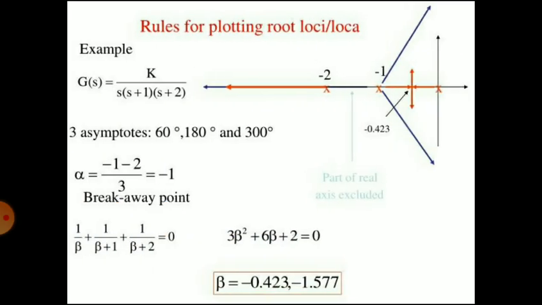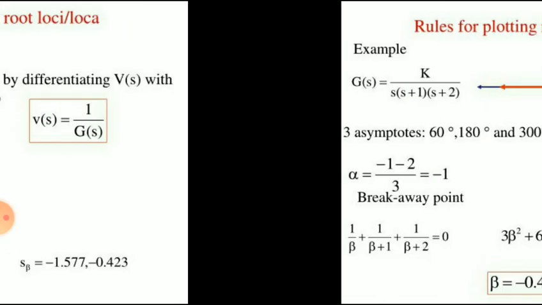So the breakaway point is found as follows. G(s) is given. There are three asymptotes, so the angles found are 60 degree, 180 degree and 300 degree. Then alpha, the centroid, is -1, and the breakaway point is found by using the following formula. So beta equals -0.423 and -1.577. These are the breakaway points.